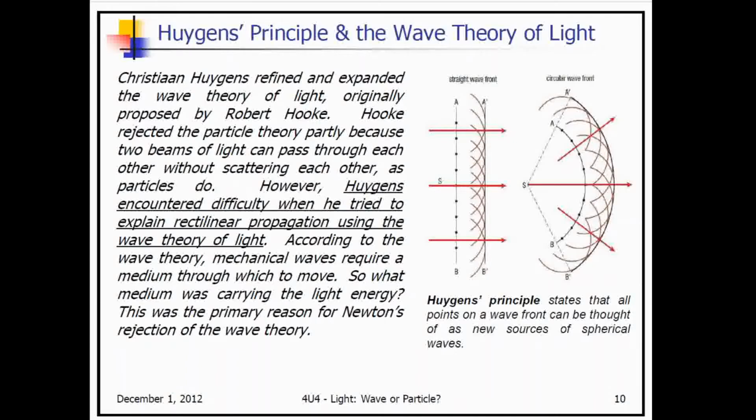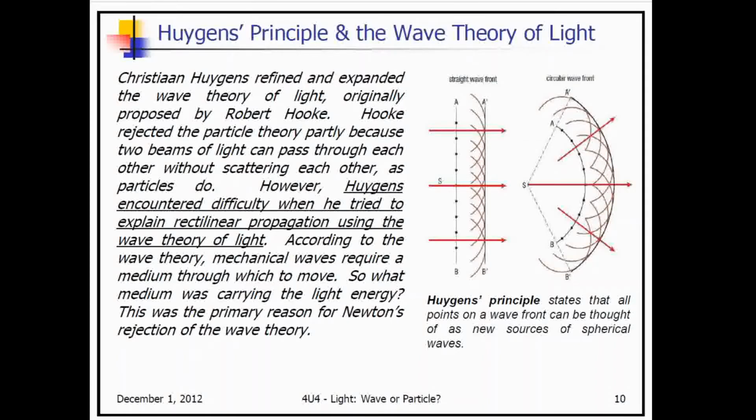So according to the wave theory, mechanical waves require a medium through which to move. So what medium was carrying the light energy? I've mentioned this a bit earlier, right? The primary reason for Newton's rejection of the theory was that waves need particles in order to travel, and there were no particles in the vacuum of space. So Newton said, this can't be true, because how does a wave travel without having particles to travel through?